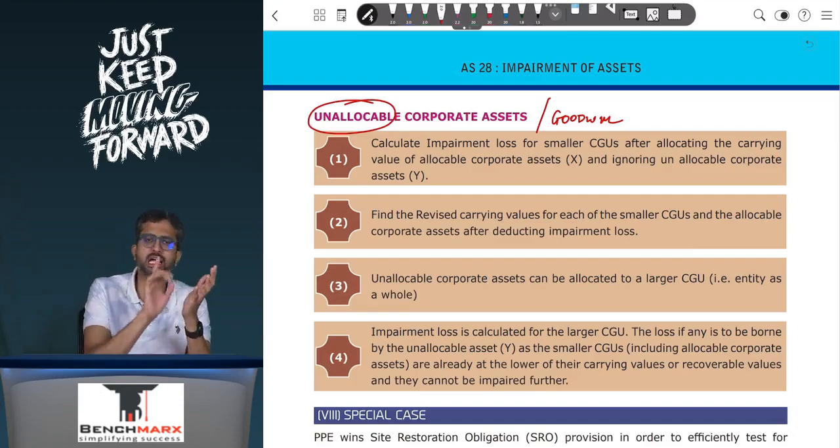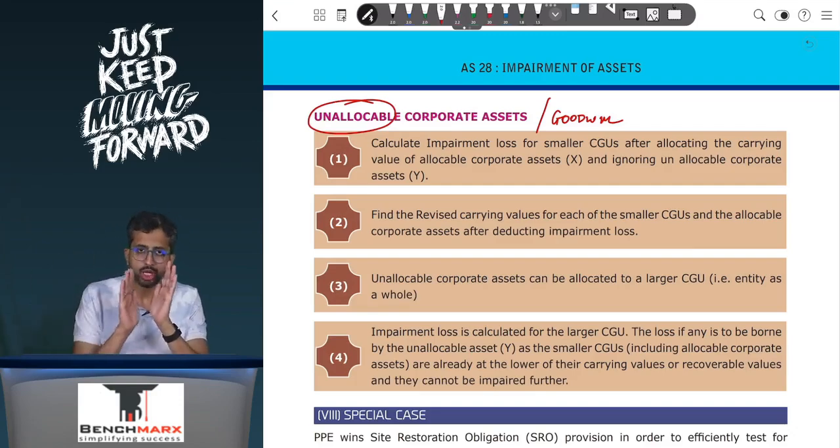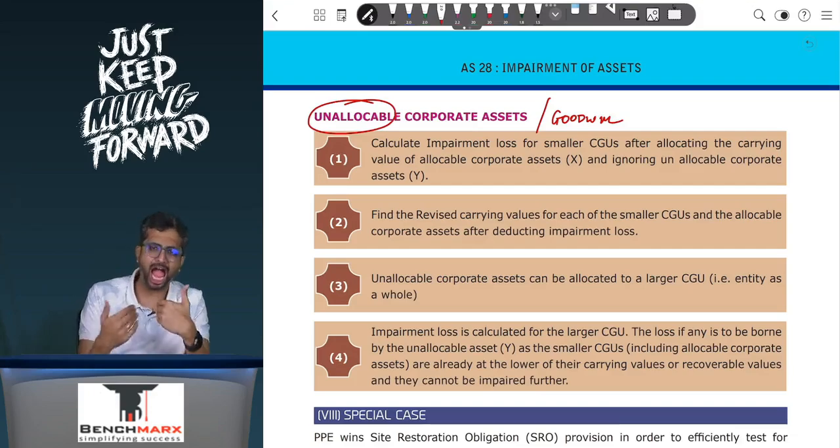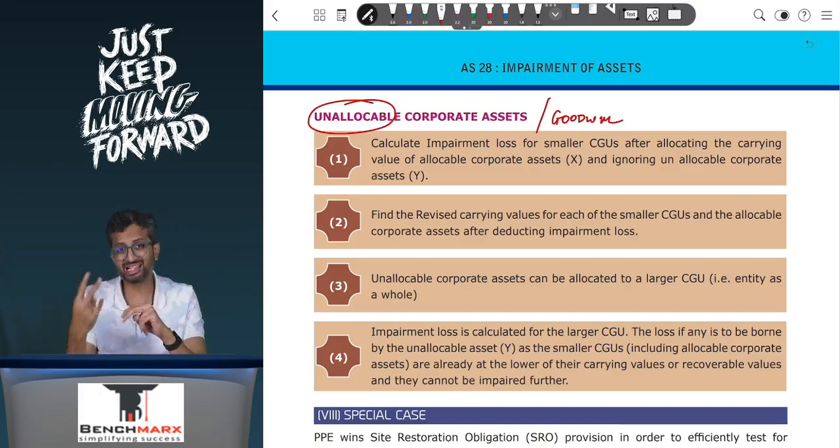So over here the steps would be, I will first do the impairment testing for the smaller CGU, and if goodwill or corporate asset cannot be allocated to the smaller CGU, then I will go to the larger CGU as a separate working, that is the company as a whole, and try to do impairment testing for the company as a whole and see if there is any impairment.